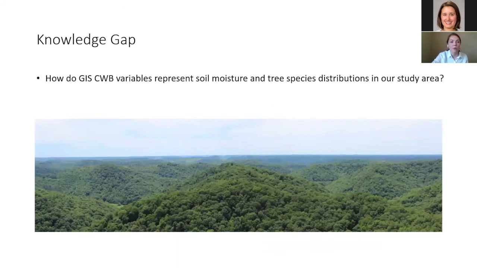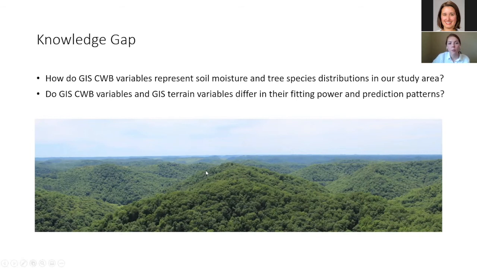So with that, we wondered, without including slope position, how do GIS climate water balance variables represent soil moisture and tree species distribution in our study area? And also, do GIS climate water balance variables and GIS terrain variables differ in their fitting power and prediction power or patterns?